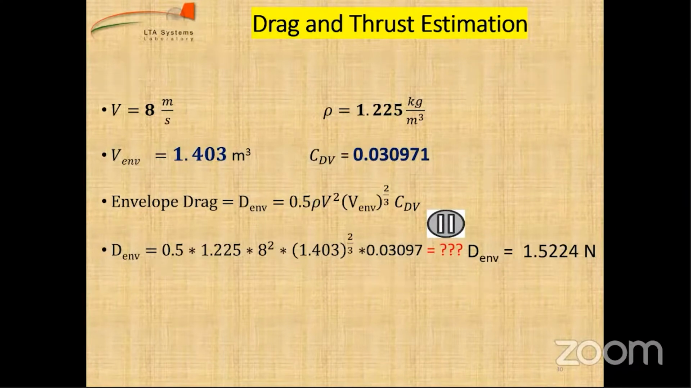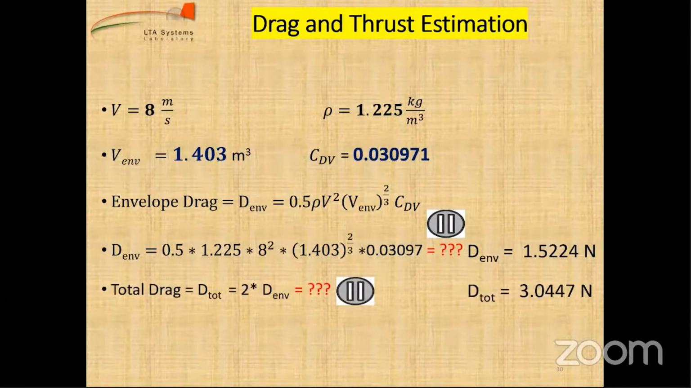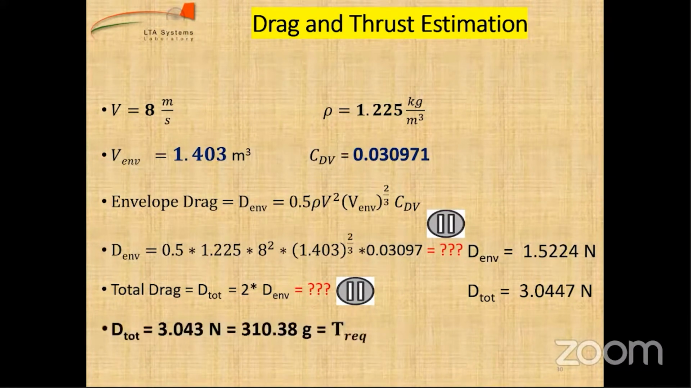So this is the drag experienced by the body, the envelope drag. So we multiply it with 2. Do you know why? Because this is only by the envelope. We have the gondola, we have fins, we have other attachments to the system, right? So to take into account those parameters, we multiply with a factor of 2 and we get a total drag of 3.0447 Newton. This is the total drag, which is nothing but the thrust requirement.